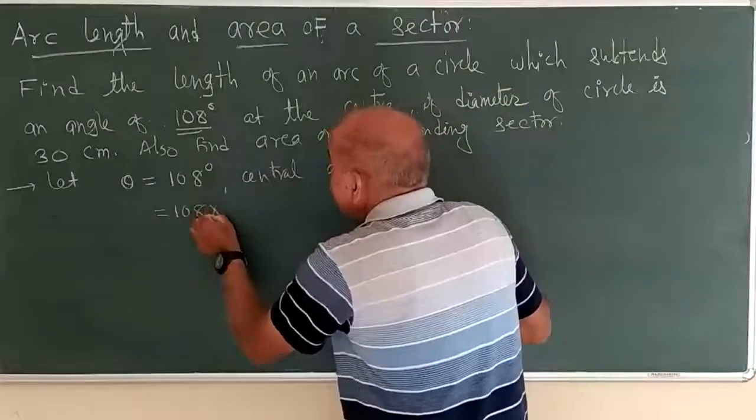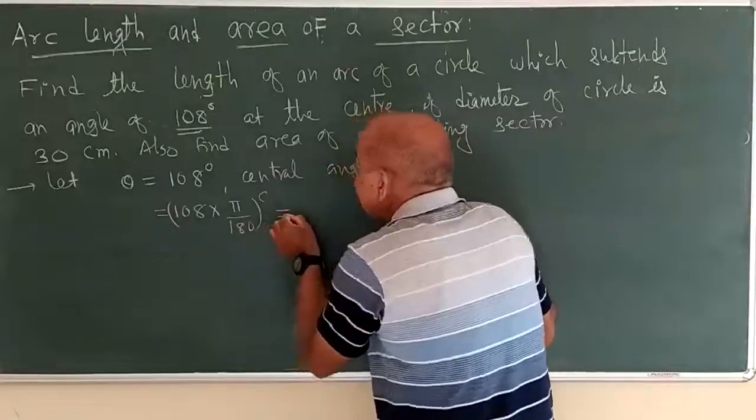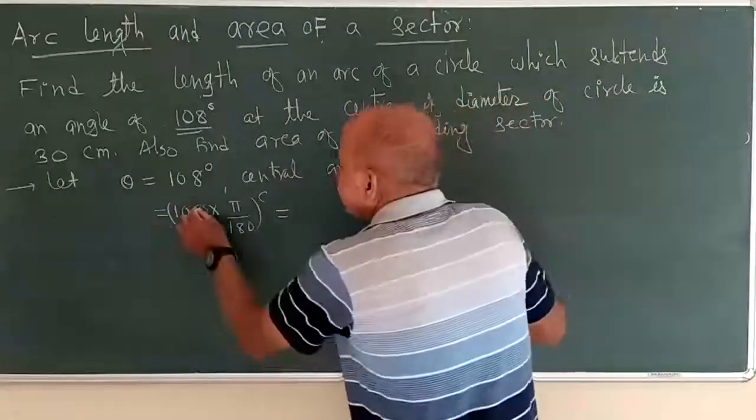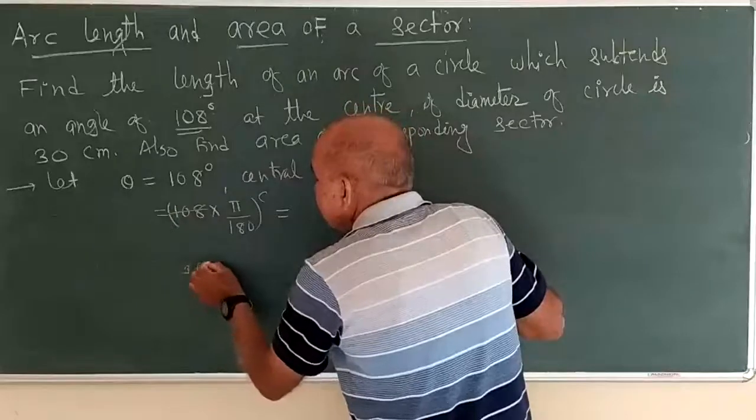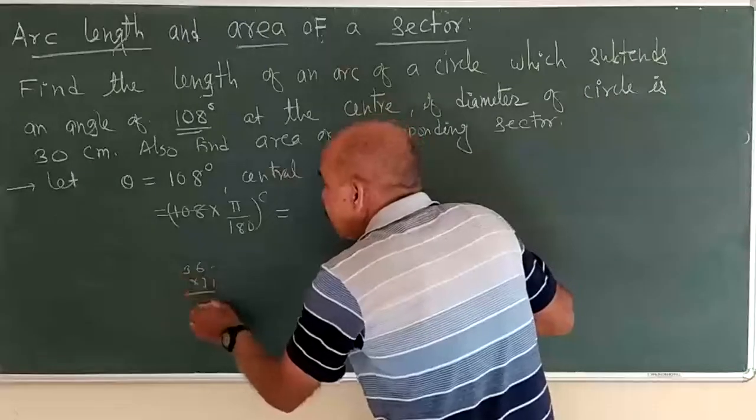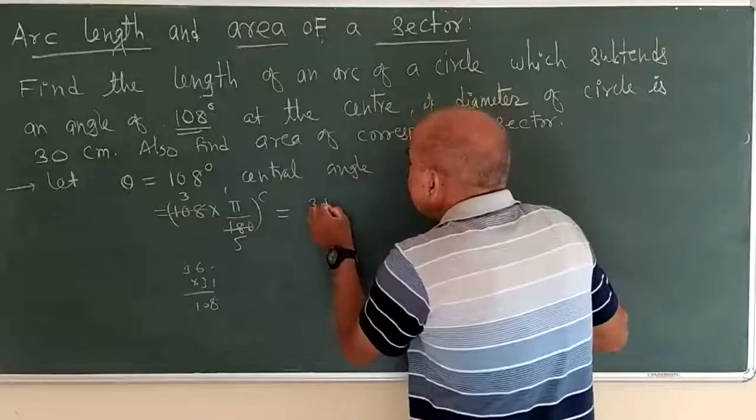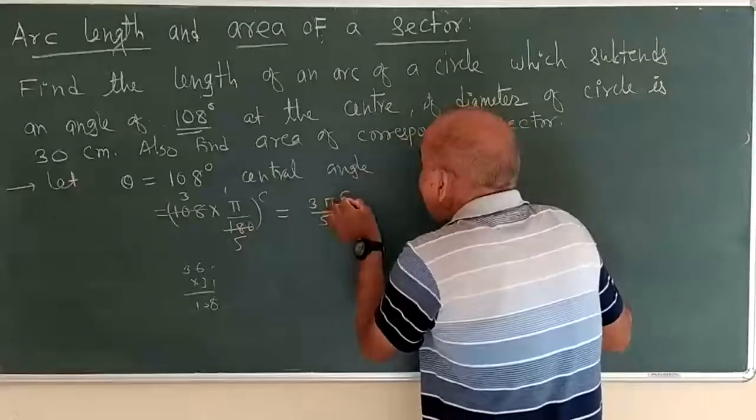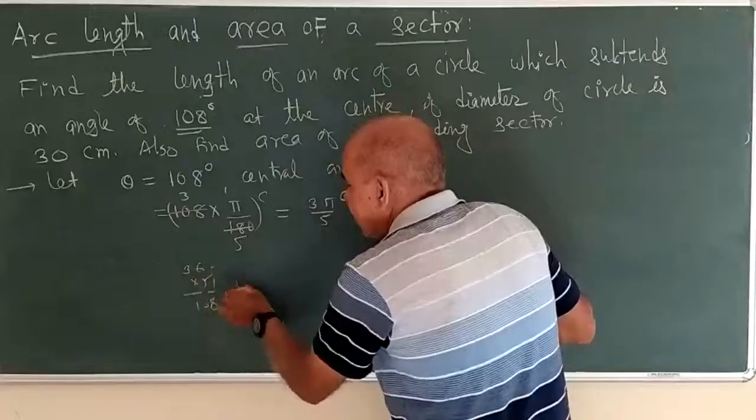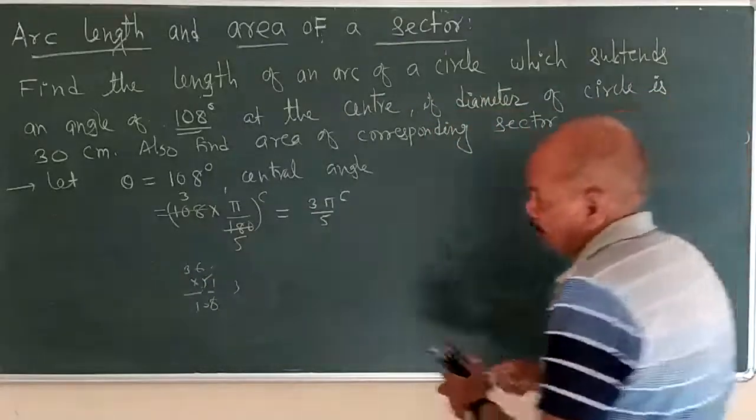Sorry, convert into radians: pi upon 180 radian. If we divide, 36 threes, 36 fives... we get 3 pi upon 5 radian. Am I correct? You calculate yourself also.